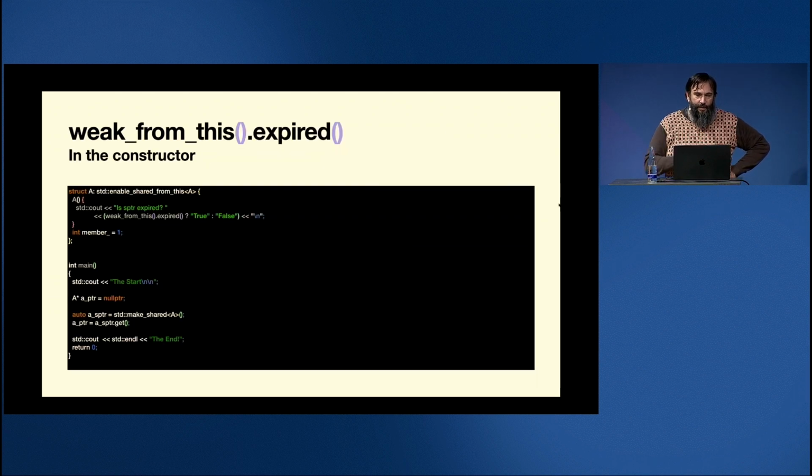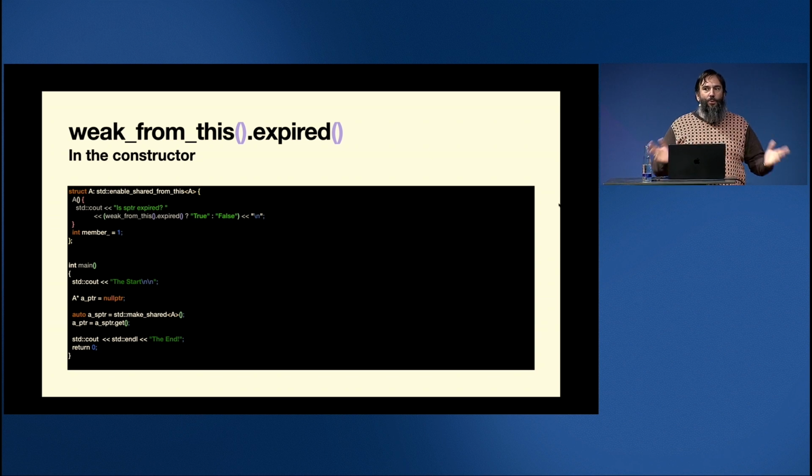So let's take this little example. I give everybody a second to read it. I'll go through this code just to understand what's happening. So we have this A structure, which has the enabled shared from this, and I define a default constructor for it. And in this default constructor, I am calling this weak from this expired, and then I am printing true or false. And then in the main, I am just creating it with the make shared, and the rest you can actually forget.